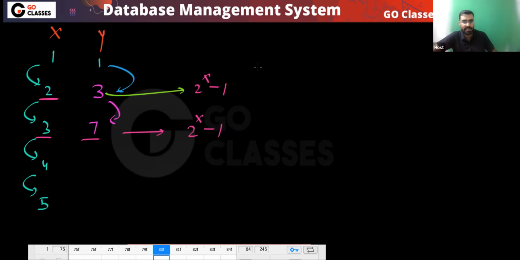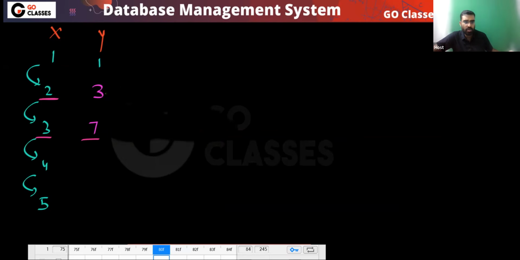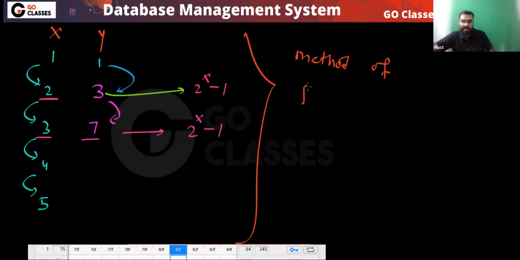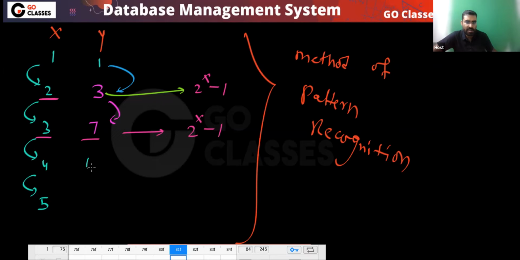The reason why, see, this is the pattern, because here you are looking at the pattern. If you don't look at the pattern, then what is happening? This is the method of pattern recognition, correct? You are recognizing the pattern, that this is 2, this is 3, this is 3, this is 7, this is 4, this is 15. So you are recognizing the pattern.